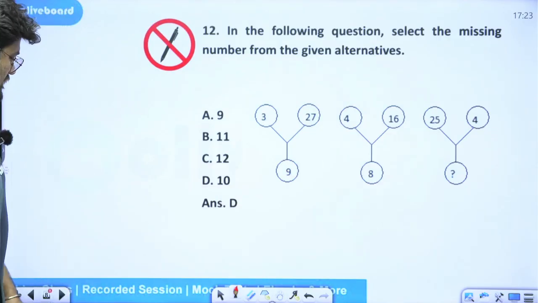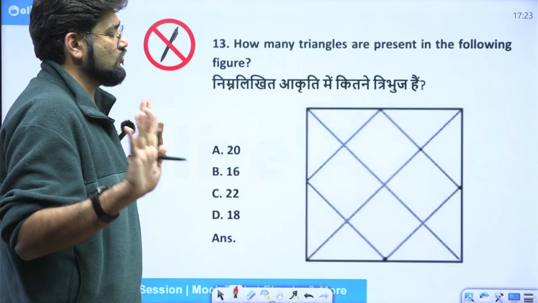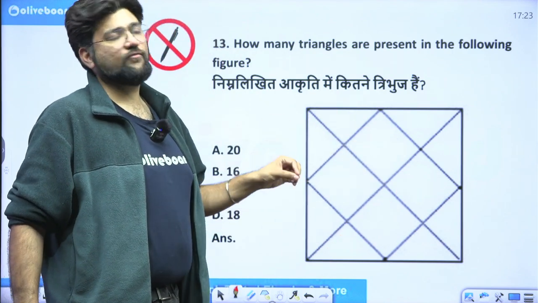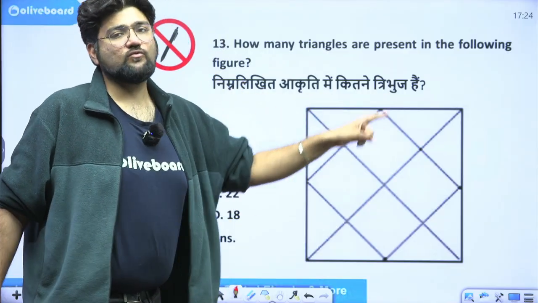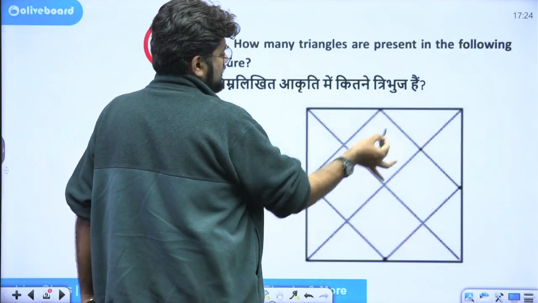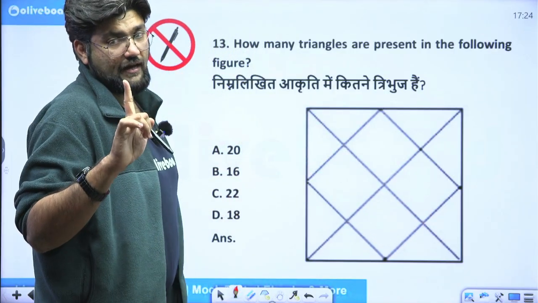Cool. Next. How many triangles are present in the following figure? Very easy question. The inner square is just given to confuse you. If you observe carefully, there is no triangle which is being formed with the inner square. So it is just the outer square first. The outer square is diagonally divided into 4 parts. Part 1, part 2, part 3, part 4. 4 into 2, 8 triangles you already have.